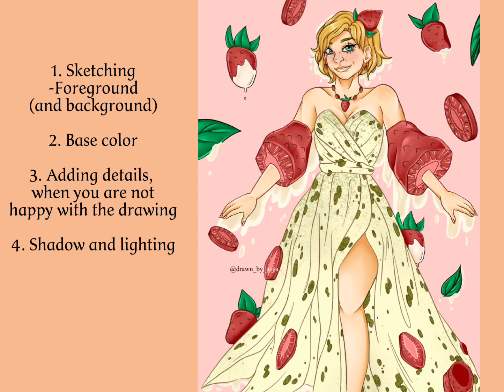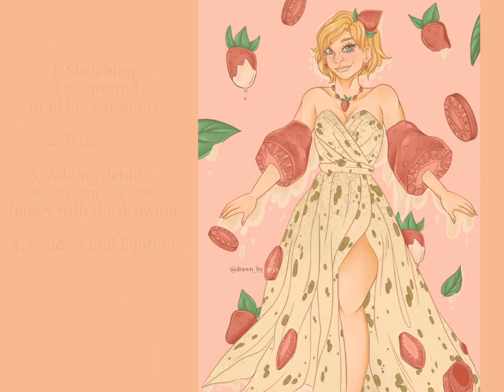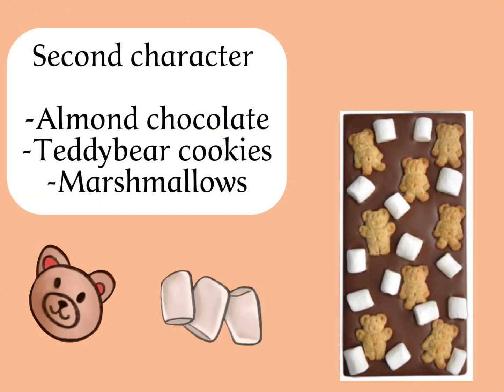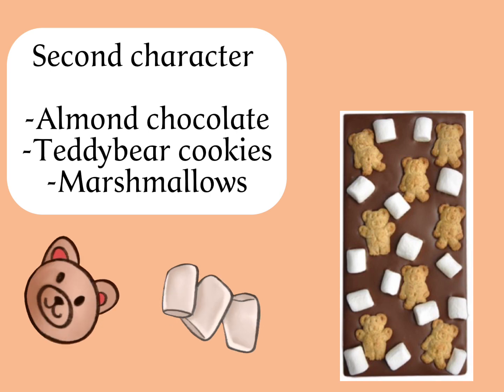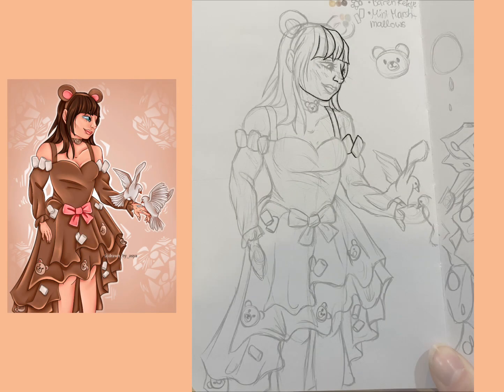After that I added my signature like I always do in my drawings. Let's get into my second character drawing. I decided to draw a character with almond chocolate, teddy bear cookies and marshmallows. I like this combination of brown and white colors.